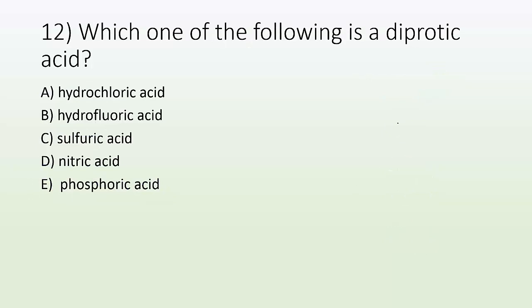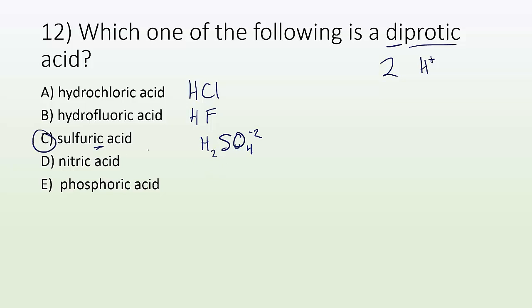All right, which of the following is a diprotic acid? So you have to remember diprotic means two protons, which is just an H plus ion. So hydrochloric acid I know is HCl. Hydrofluoric acid is HF. Sulfuric acid, if it ends in ic, it was ate, so it was a sulfate ion, which is the SO4 minus 2, which means that I have 2 H pluses. Looking good for my answer.